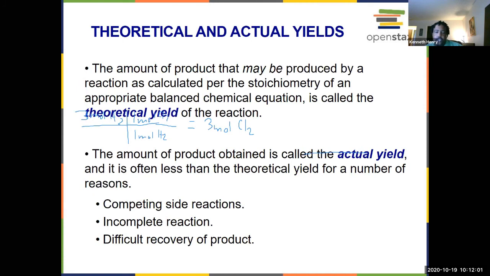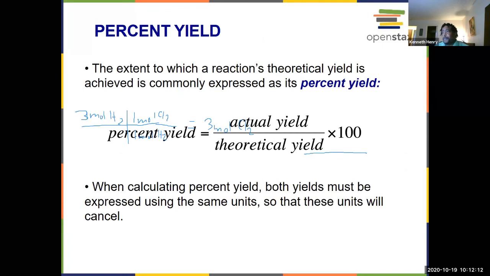So I did my calculations, and then you always compare your actual divided by your theoretical, and you multiply it by 100. And that's going to give you your percent yield, right? So percent yield equals actual over theoretical.